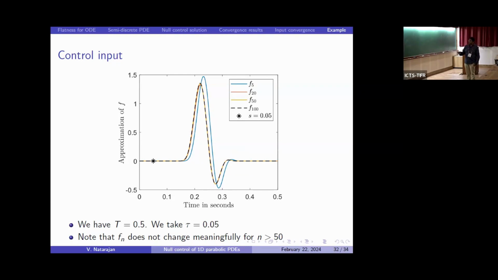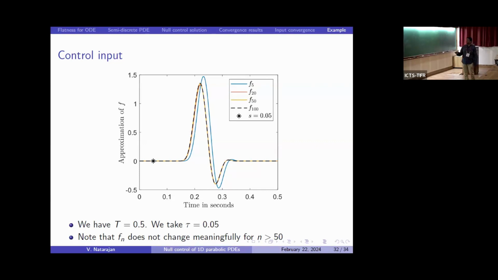For the simulations, I have to let some time pass in which the solution regularizes. I've taken that time to be 0.05 seconds. The full time interval is 0.5 seconds. So the null control problem has to be solved in 0.5 seconds, and the regularization is happening in 0.05 seconds. So the input is 0 here, Fn is 0. Then I construct Fn starting from here using the flatness approach.